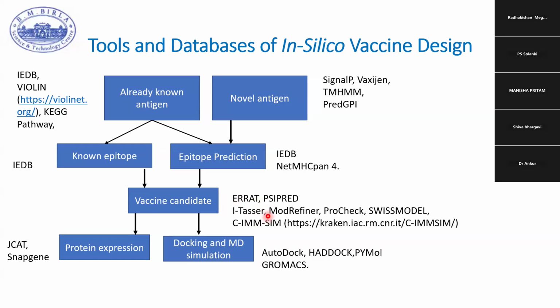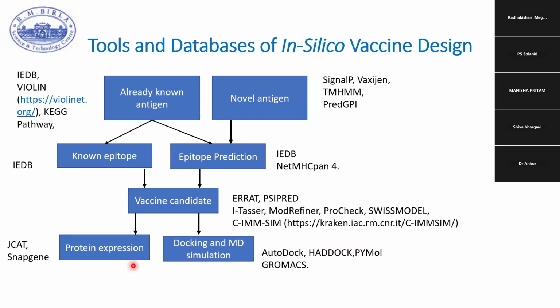After that, you can check the Ramachandran plot. If it's below 90, you can use ModRefiner. And C-ImmSim, this is the tool, this is the link that you can use for immune simulation. And now you have your designed vaccine, you have to go for experimental validation.